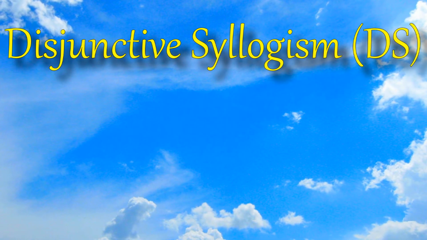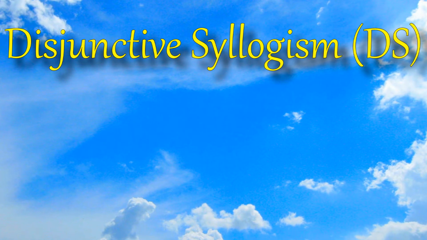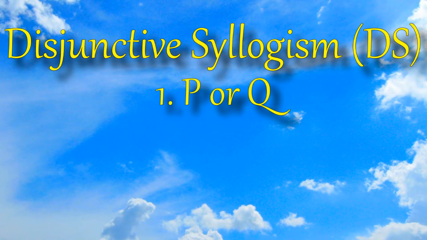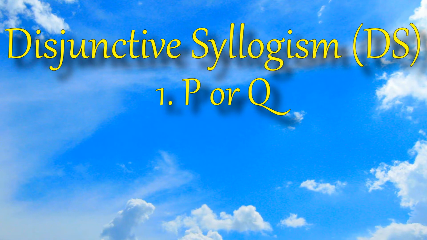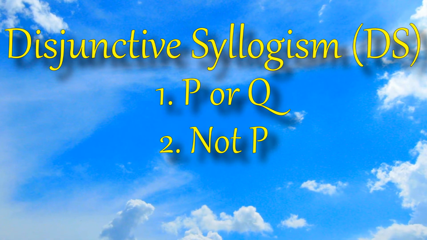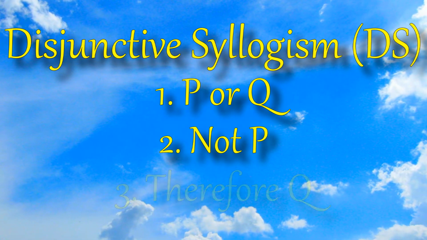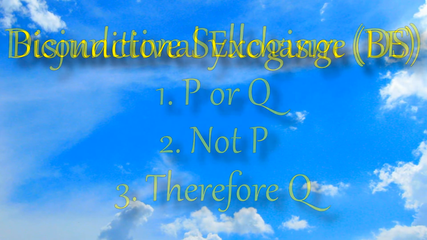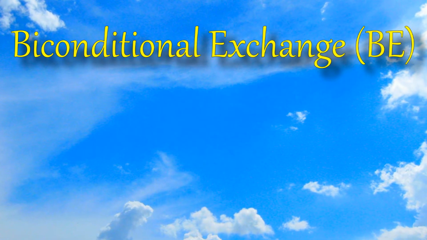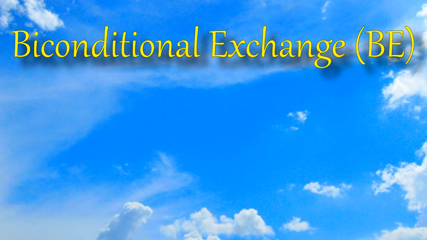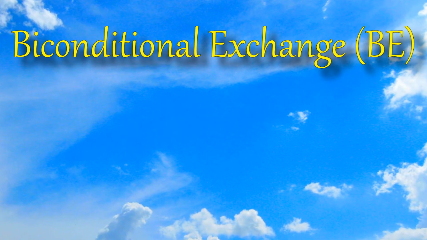Disjunctive syllogism, abbreviated as DS. Step 1: P or Q. Step 2: Not P. Step 3: Therefore Q. An example of a rule of replacement would be a biconditional exchange, abbreviated as BE.